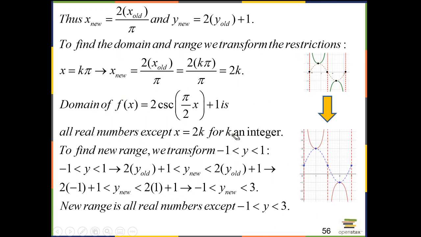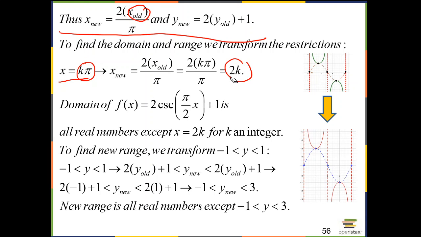Okay, so here you go. On the top you see what we have, instructions to transform the restrictions. The restriction for x values is that. These are the old x's, so the new x restrictions would be 2 times the old x divided by pi. So 2 times k pi divided by pi is 2k.